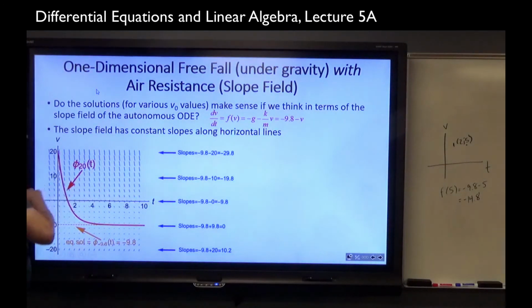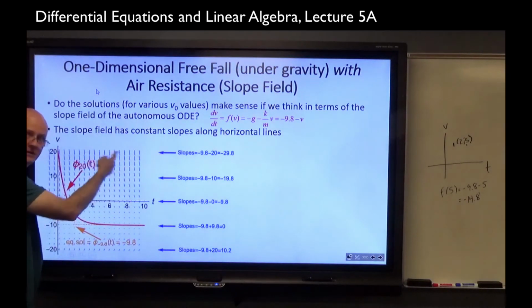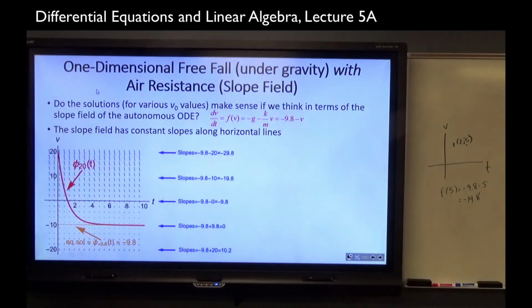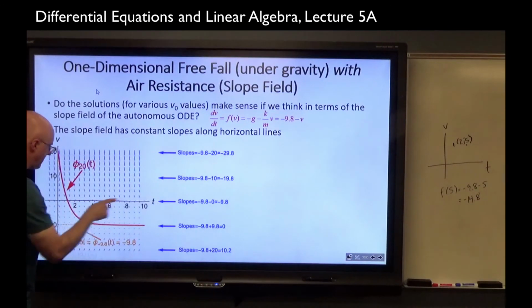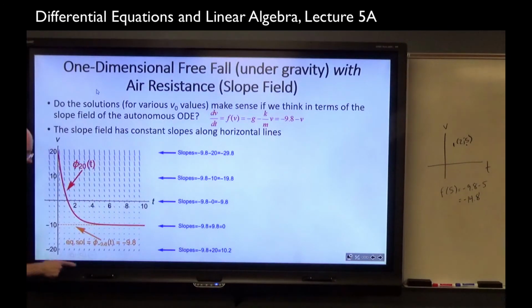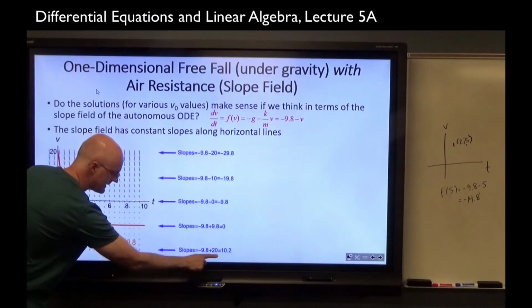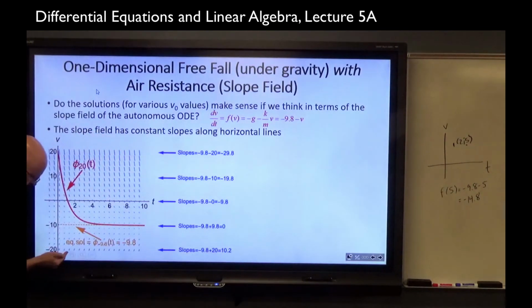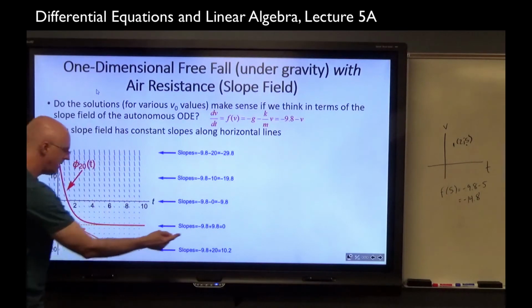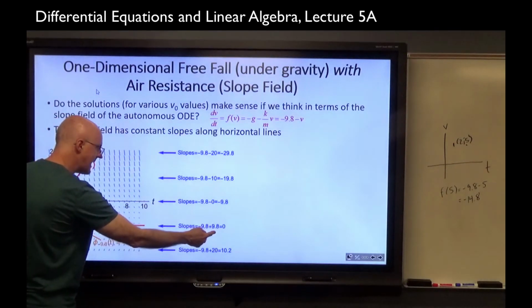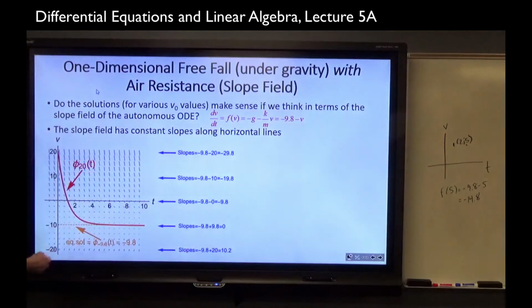Along any horizontal line, the slope of the line segments in the slope field are going to be constants. When v is 20, the slopes are all negative 29.8. When v is 10, they're all negative 19.8. When v is 0, they're all negative 9.8. When v is negative 20, they're all negative 9.8 plus 20, which is positive 10.2, are the slopes of these little line segments down here. And why did I plug in negative 10 here instead of negative 9.8?